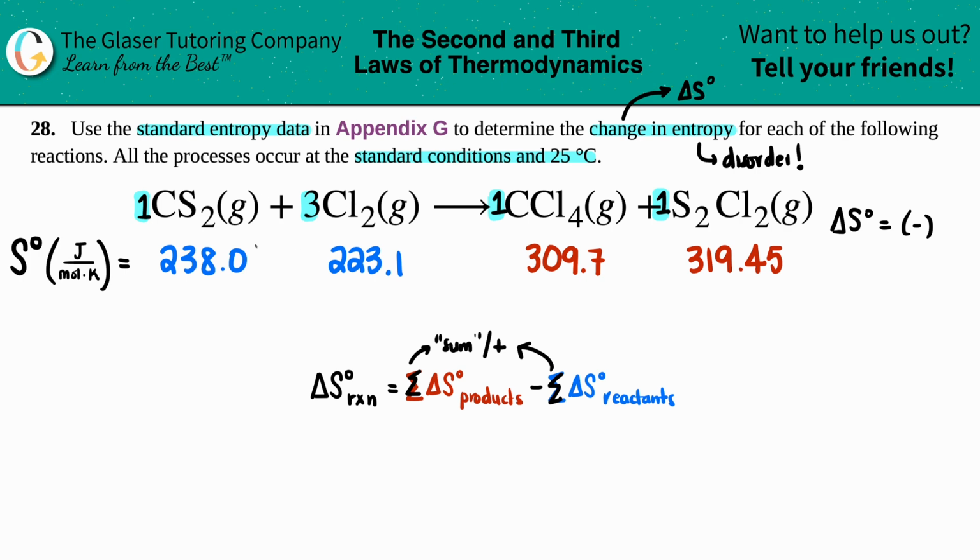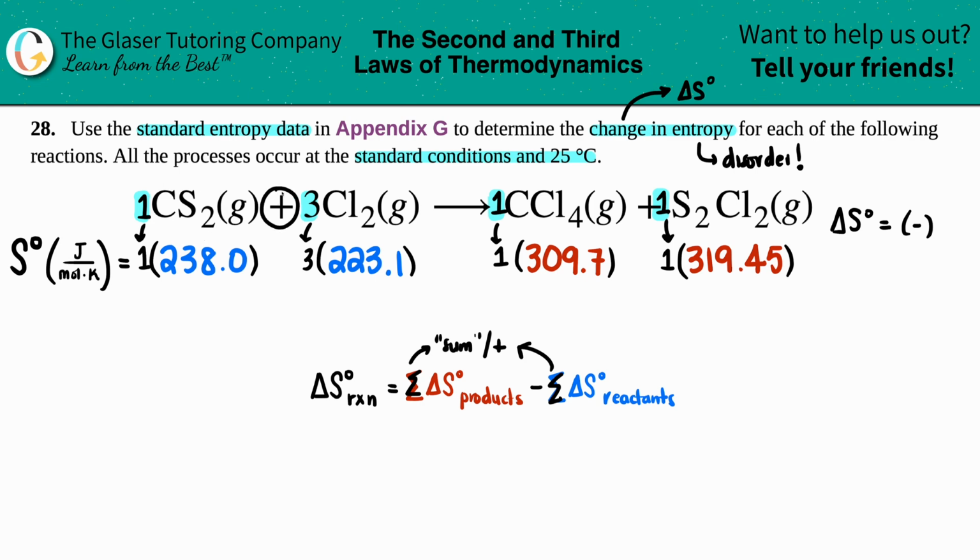For example, 223.1 or any of these numbers are all for 1 mole of the compound. But for Cl2's case, you have 3 of them. So you have to take this number and times it by 3. But for all the other ones, since you only have 1 of them, you take this number, you times it by 1, it's the same number. You take the 309.7, you times it by 1. That's the same number, but I'm just writing it here just to show you that whatever the coefficient is, that's what number you times it by. And then you got to sum them up.